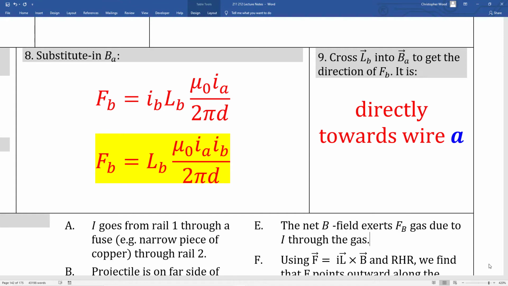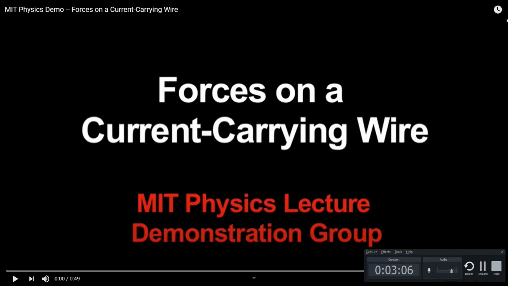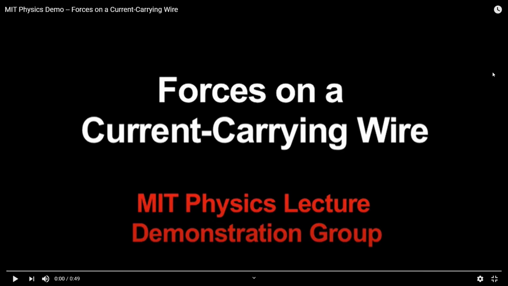Box number 9 is just another double check. Are you sure that you understand how the force acting on wire B is pointing directly to wire A? This is a job for the right-hand rule. Box 10 is a simple rule that falls out from all of this. Parallel currents attract each other and anti-parallel currents repel each other. Let's check out this demonstration from MIT.